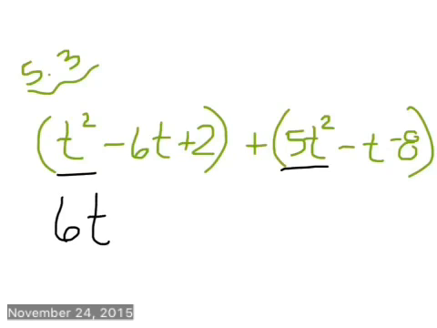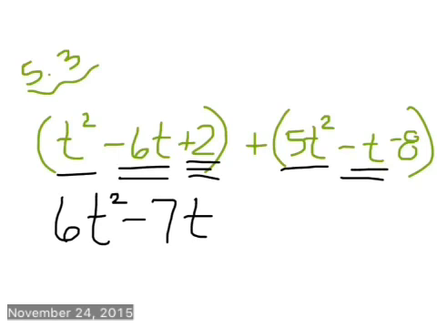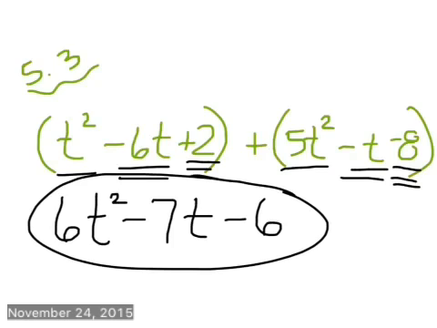6t squared. Remember, you do not add the exponents, you just add the coefficients in front. Or subtract them if you have to. What's negative 6t plus negative 1t? Negative 7t. And what's 2 plus negative 8? Negative 6. And done. That's it.